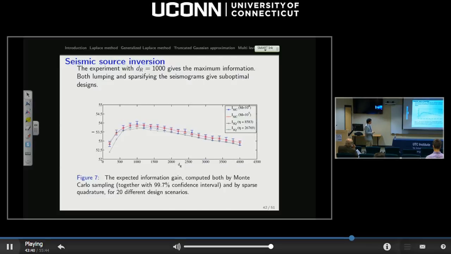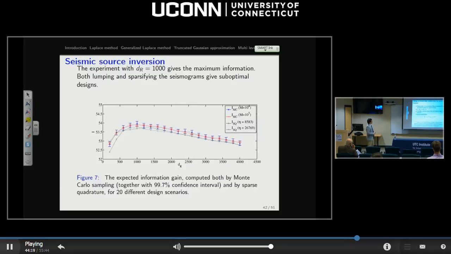And you can see that if you put all the receivers together, you don't get too much information. Right? If you sparsify these receivers, you put them too far away from each other, the information you receive will also decrease. So there is some maximum where you get the most information from your data. And this distance is 1,000, and if you look at the prior, it's on the magnitude of the prior.